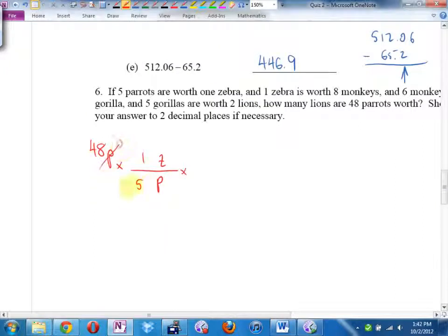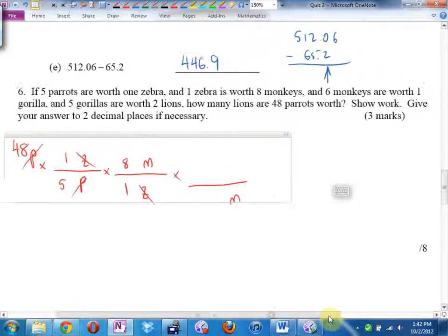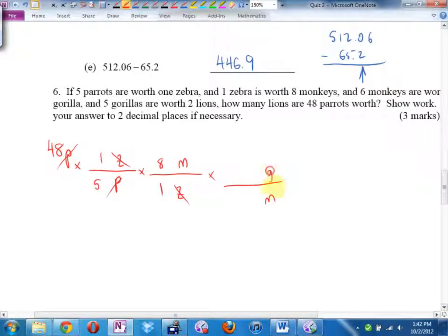Now I think I've gotten rid of parrots. Now I want to get rid of zebras. I can go to monkeys. 8 monkeys is 1 zebra. And now I can go from monkeys to gorillas. 1 gorilla is worth 6 monkeys.